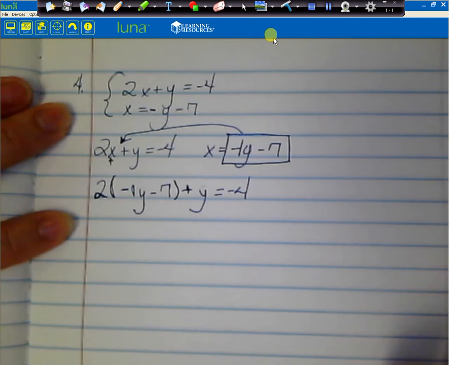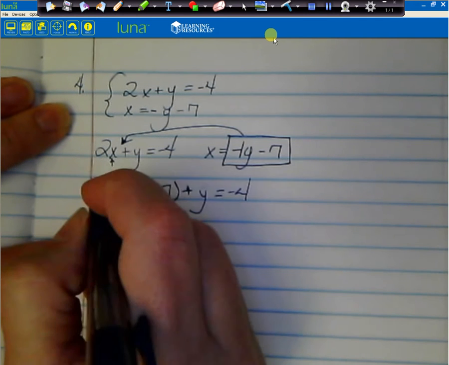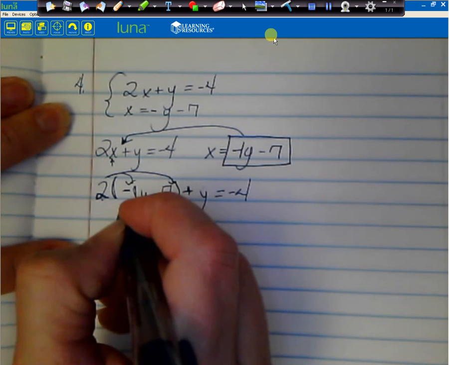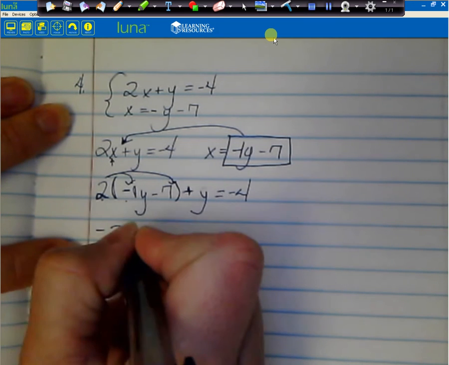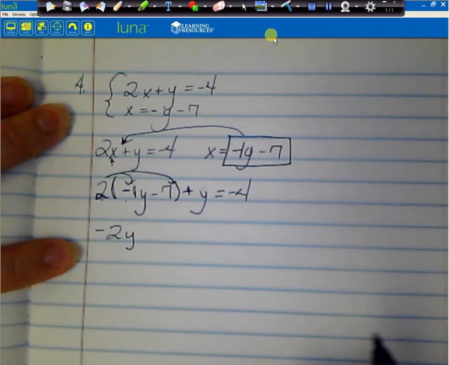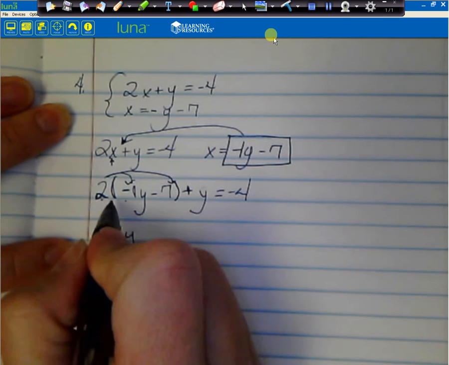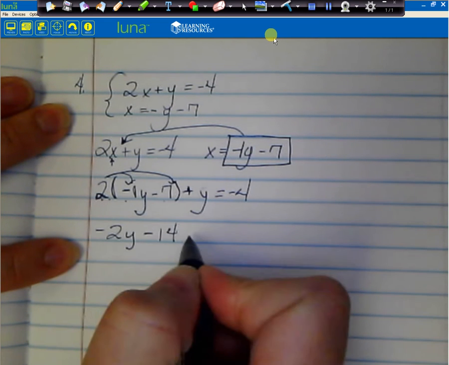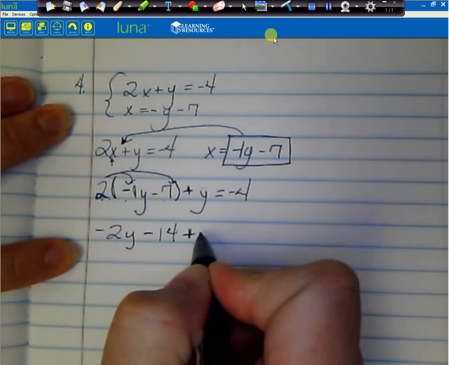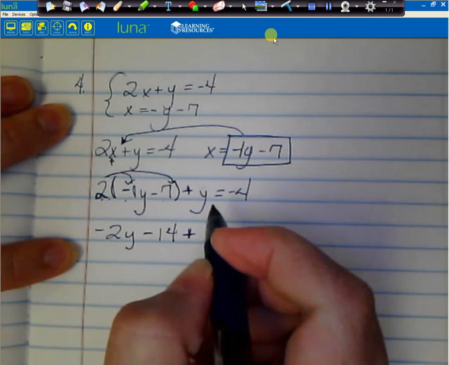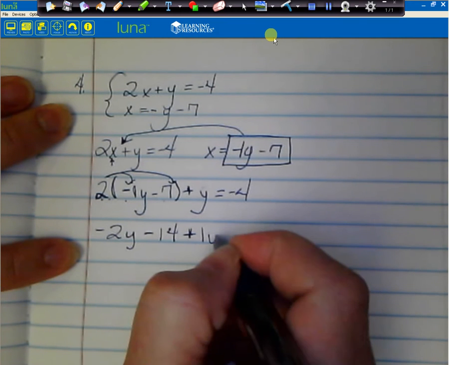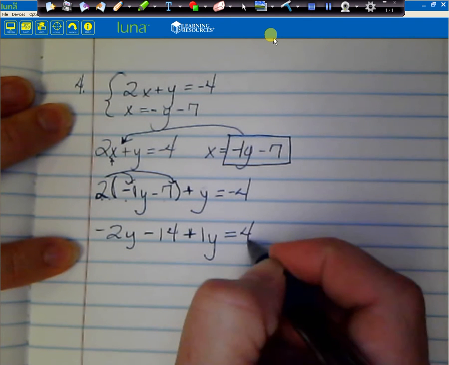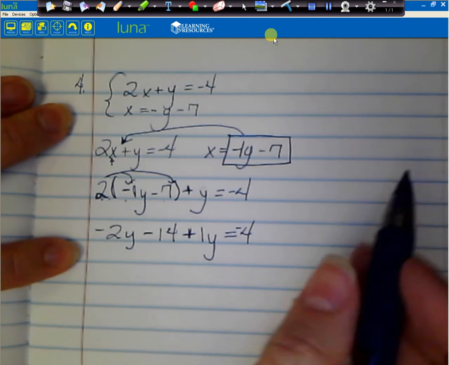My next step is to distribute my 2 to everything inside the parentheses, so I'm going to draw my arrows because I always draw my arrows when I distribute. 2 times negative 1y gives me negative 2y. 2 times negative 7 gives me negative 14 plus, because I'm going to add and subtract here in a minute, I'm going to put my understood 1 in front of my variable, because there's always an understood 1 in front of it when there's nothing else there. Then I'm going to bring down my negative 4 over here.